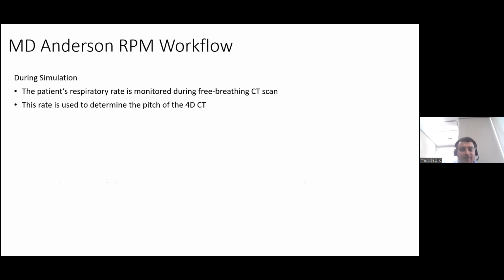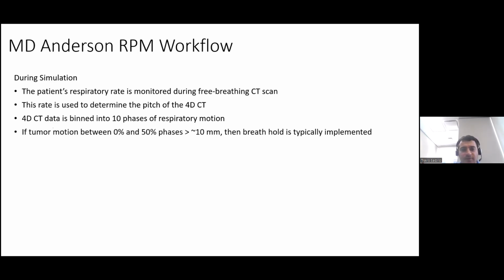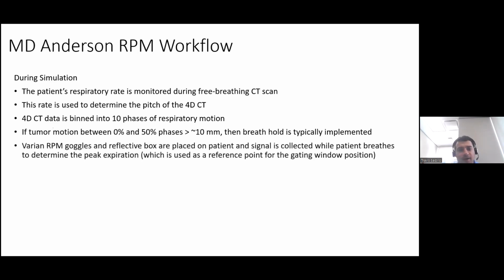If the patient is a little more active with their breathing, you don't need to spend as much time at each slice because you can acquire more bins of your phase, more phases at a more rapid rate. We bin this data into our 10 phases of respiratory motion, and then we measure the maximum distance using the 0% phase and the 50% phase. Our 10 millimeter cutoff is what we use, but again, you can use 5.